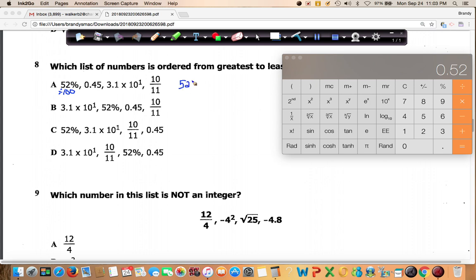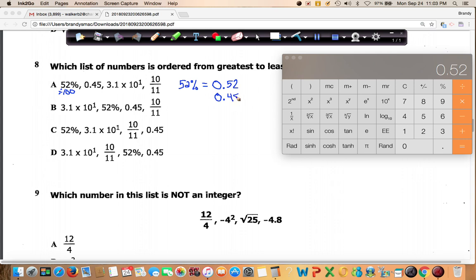And I like putting the original by my decimal because it saves me that step in the end of trying to figure out how to match them. You don't have to do that if you don't want to. Is 0.52, or 52 hundredths, because that's what I divided by. All right, 0.45. Don't have to do anything with that because that's already in decimal form.